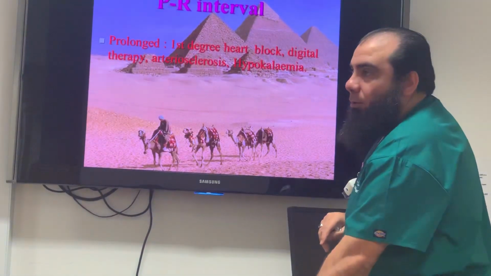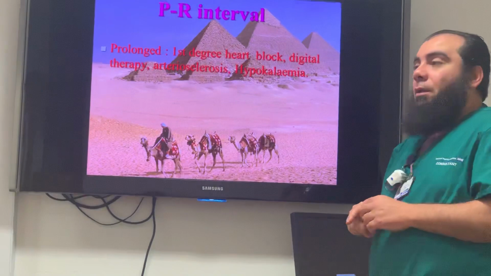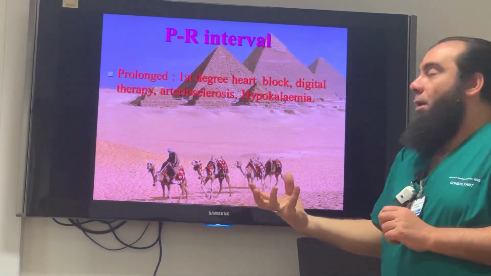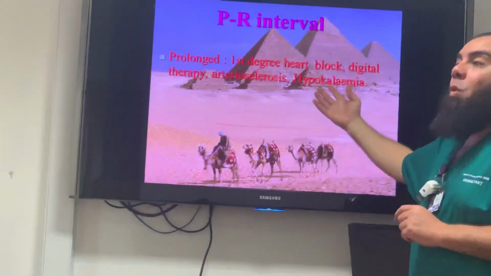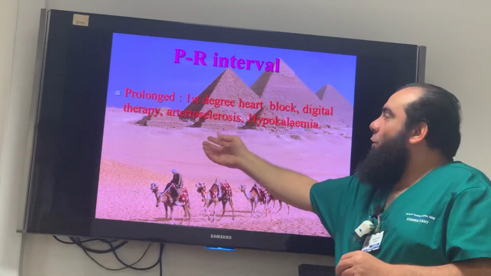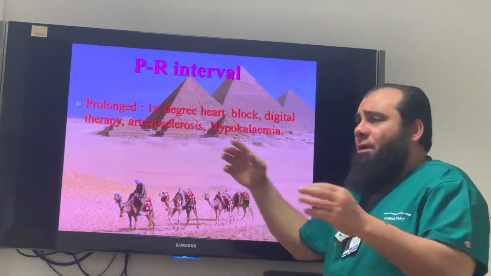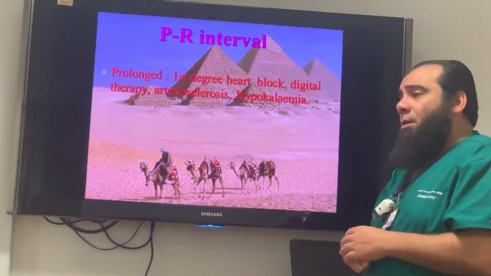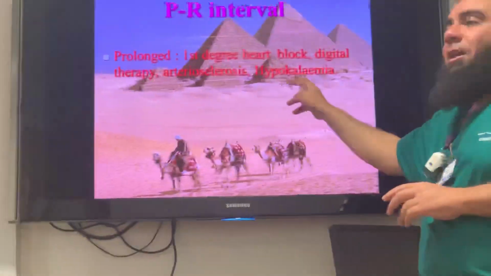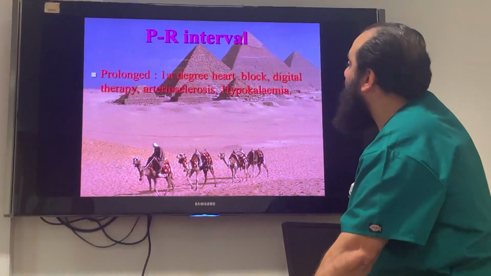It is significant, okay? Can it be prolonged? Yes. In first degree heart block, some digitalis toxicity, hypokalemia, atherosclerosis, digitalis toxicity, whatever can cause a delay in the PR interval. So not only a block, something else can do the same.